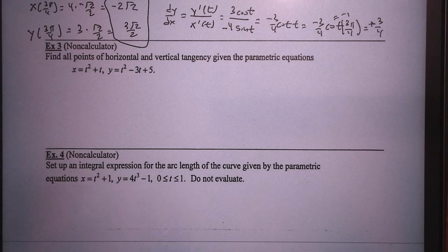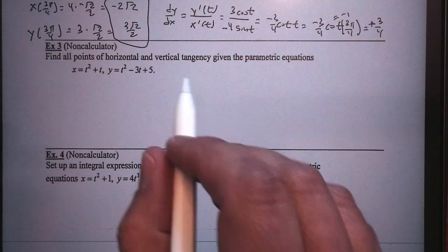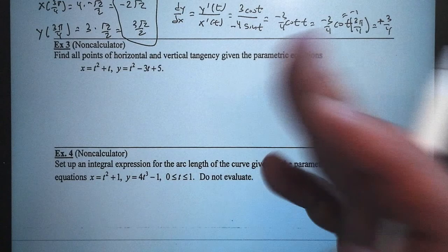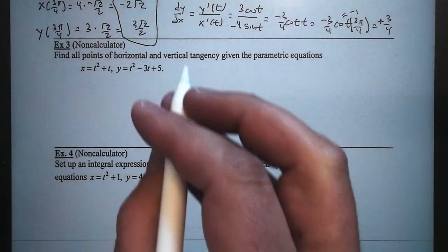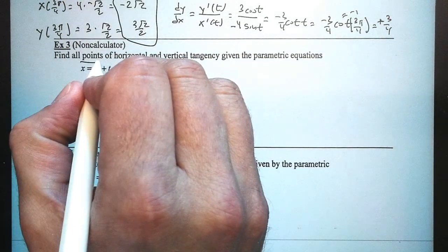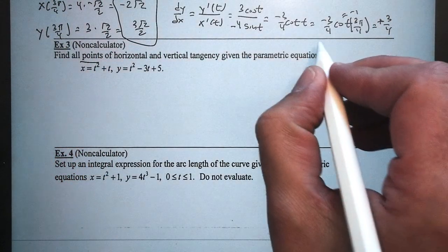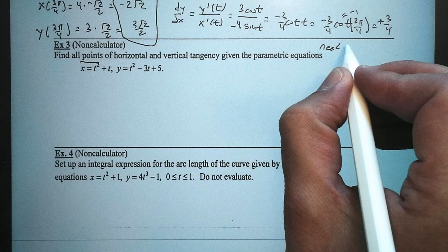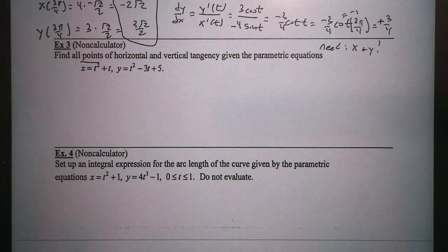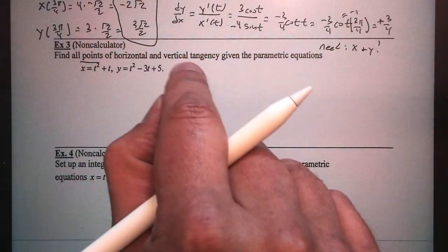So we're going to continue our discussion with parametrics, mainly with uses of the derivative of a parametric. The next example we're going to take a look at says we want to find all the points of horizontal and vertical tangency to the given parametric equation. Notice it says points, and we might remember anytime we see points, we are going to need both x and y coordinates. So we want to find the horizontal and vertical tangency.